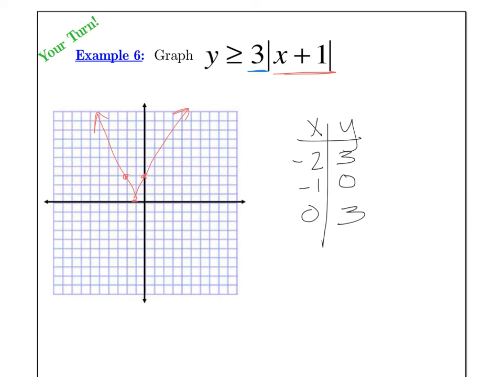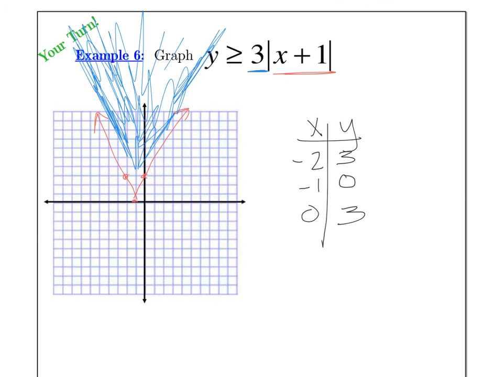And then I need to decide where to shade it. It is a greater than symbol, so I should be shading above or inside that V shape. And that would keep going forever up here. And that means if I picked any point on the red line or in the blue shaded part, I would make that inequality true.